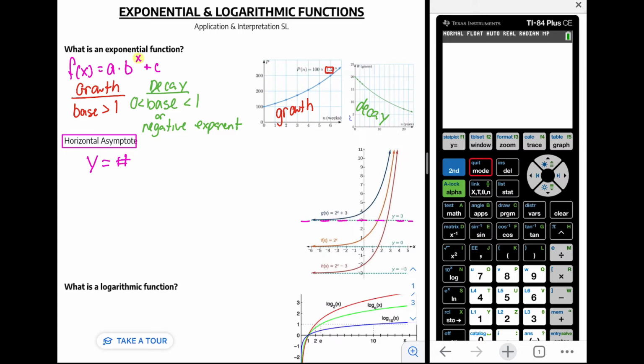And what you'll notice in all of these examples is that the value of this horizontal asymptote is always what we're adding to the number. So in this case, we're adding 3, therefore the equation is y is equal to 3. Here we're not adding anything, so y is equal to 0, and here we're subtracting 3, so y is equal to negative 3. So that's a little trick to help you remember the horizontal asymptote.